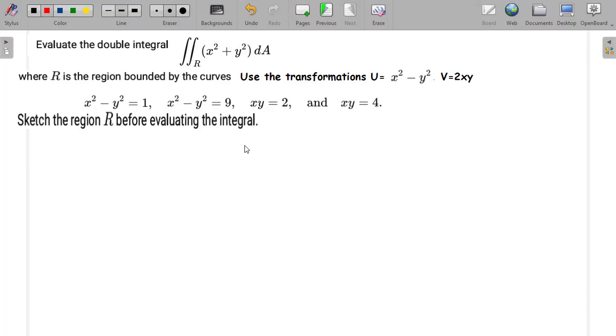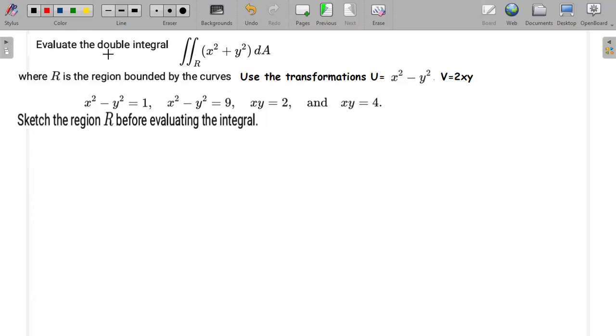To integrate such integrals, we are going to transform the variables from the XY plane to some other plane, let's say the UV plane. So let's read this question and then actually solve it.